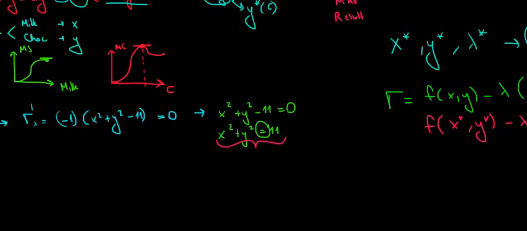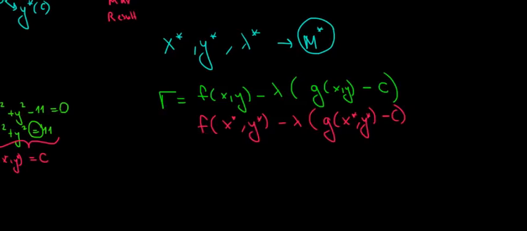Meaning that g of x and y, at the optimal level, is equal to the constant. We're literally using up all the kilograms that we have. We're maximizing everything we have.